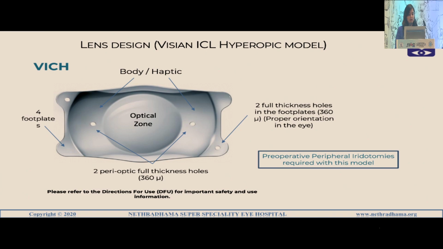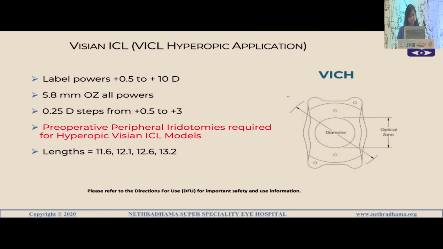This is the lens design in the Vision ICL hyperopic model. In the hyperopic model, the optical zone is much smaller, a 5.8 standard optical zone. It does not have a center flow hole. It has 2 peripheral full thickness holes, and a preoperative PI is required with this model.